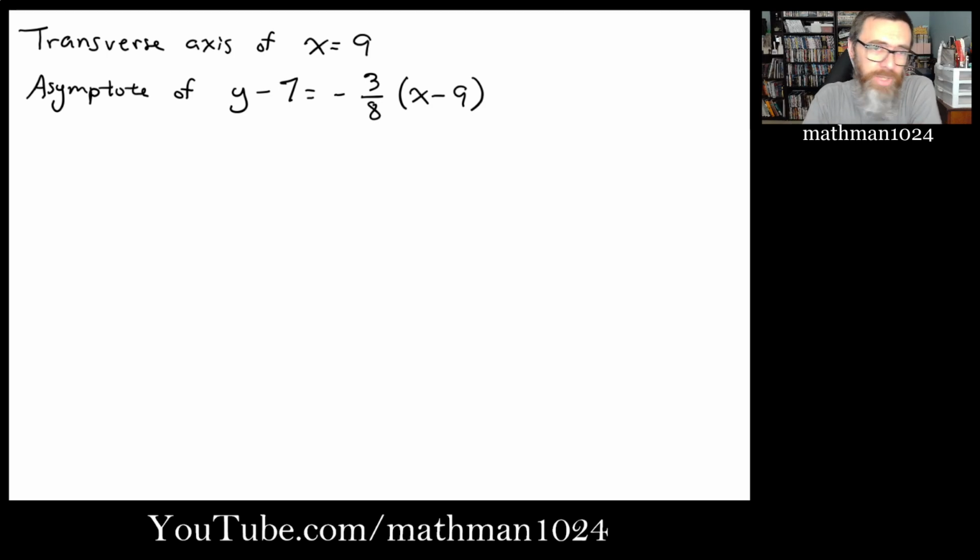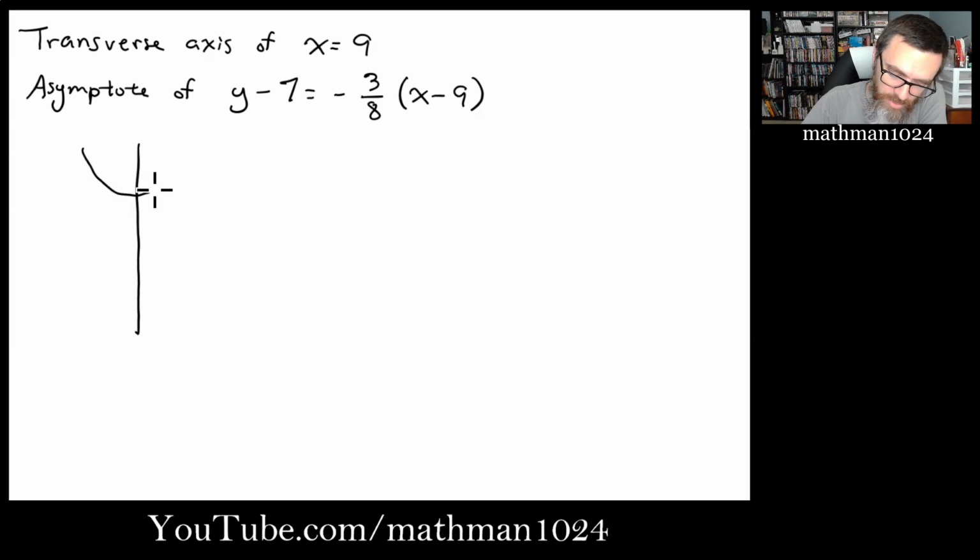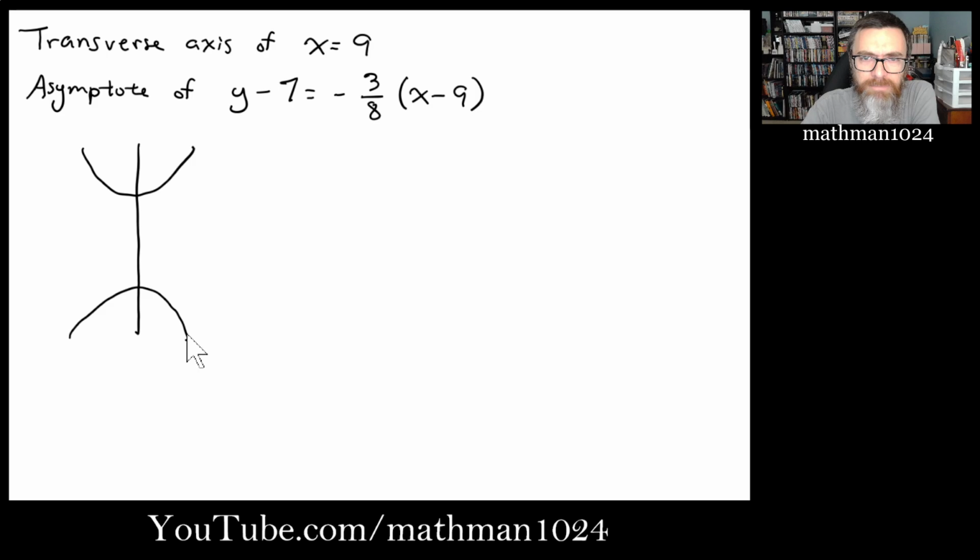So in this example, we're dealing with a hyperbola that has a transverse axis of x equals 9. Stop right there and think. If the transverse axis is a vertical line, that means that your branches will have symmetry about that line, which means they open up and down. Your asymptote is y minus 7 equals negative 3/8 times x minus 9. So that tells us quite a lot, right?